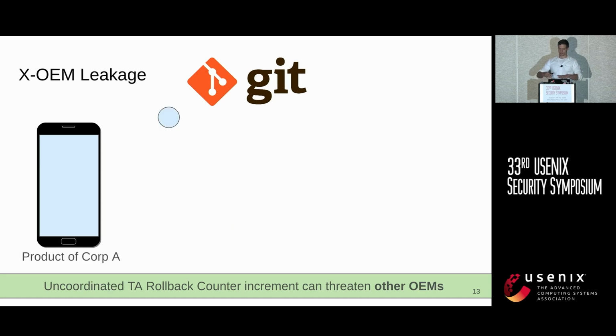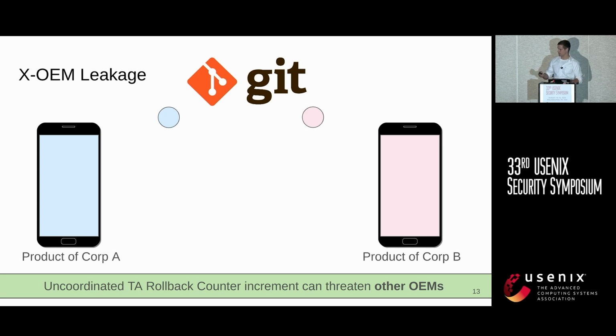The same scenario in a more relaxed way, if you see this across corporate boundaries. So you have a product of a corporation A and another product of a corporation B, and they end up buying third-party trusted applications and maintain the rollback counters themselves. You could end up in the same scenario where a rollback counter is increased by one corporation but not the other. So you have this leakage not only within a corporation but actually across corporate boundaries. So you would threaten other original equipment manufacturers by making use of this feature in an uncoordinated way.